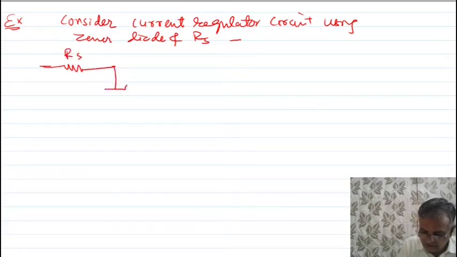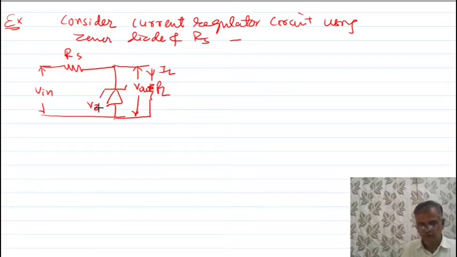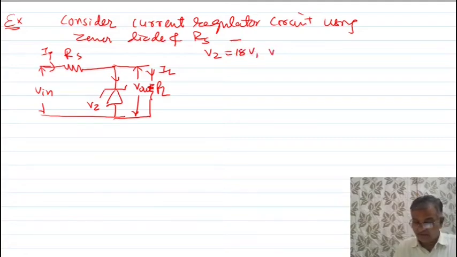This is your Zener. This is your V in I am showing you here, and here some load I am showing you, here IL, and here you are getting V out. This is your VZ, and this is your total current IT, which is nothing but IZ plus IL. Now see what they have given. Here they have given VZ is 18 volts and V in is 30 volts.